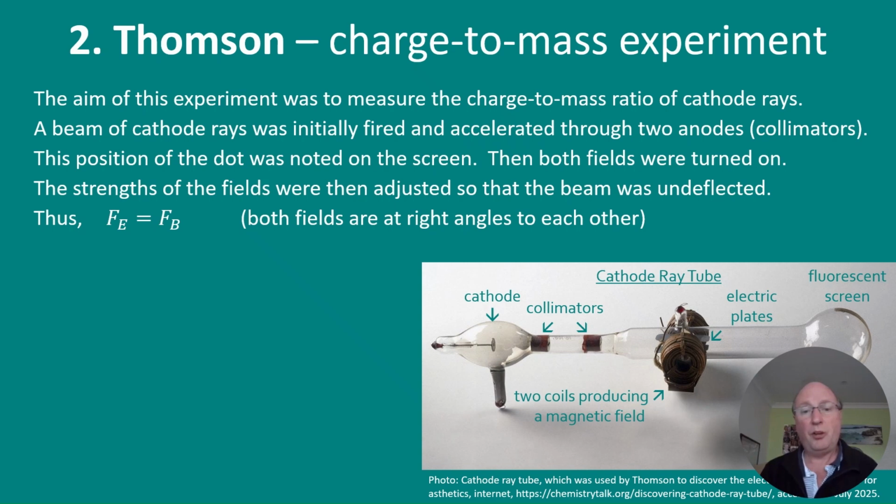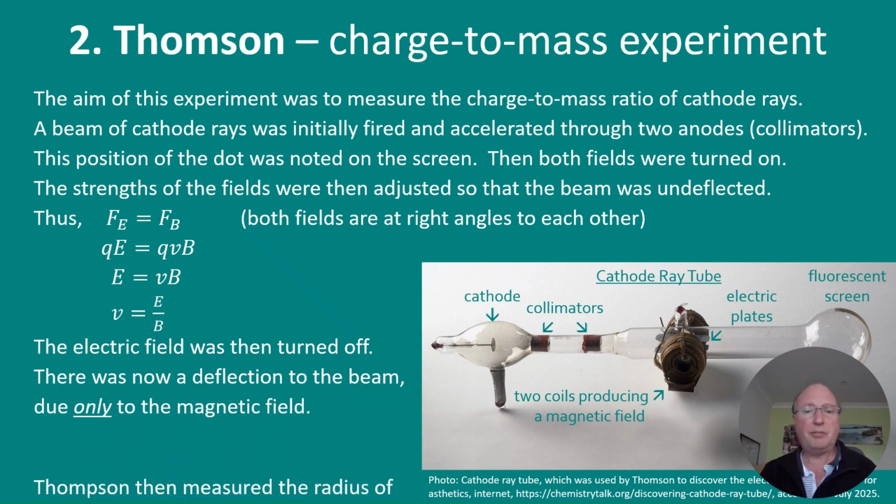And so those both were equal, so both fields are at right angles to each other, so the force due to the electric field equals the force due to the magnetic field. Or simply, QE equals QVB. Dividing both sides by Q, we have E equals VB, and rearranging, we have V, the velocity of the cathode rays, as a ratio of the electric field to the magnetic field.